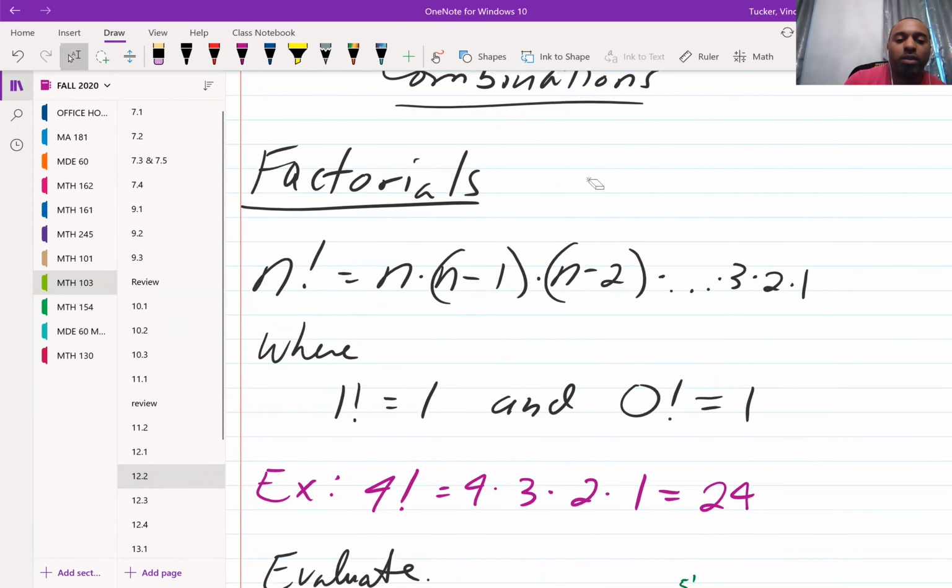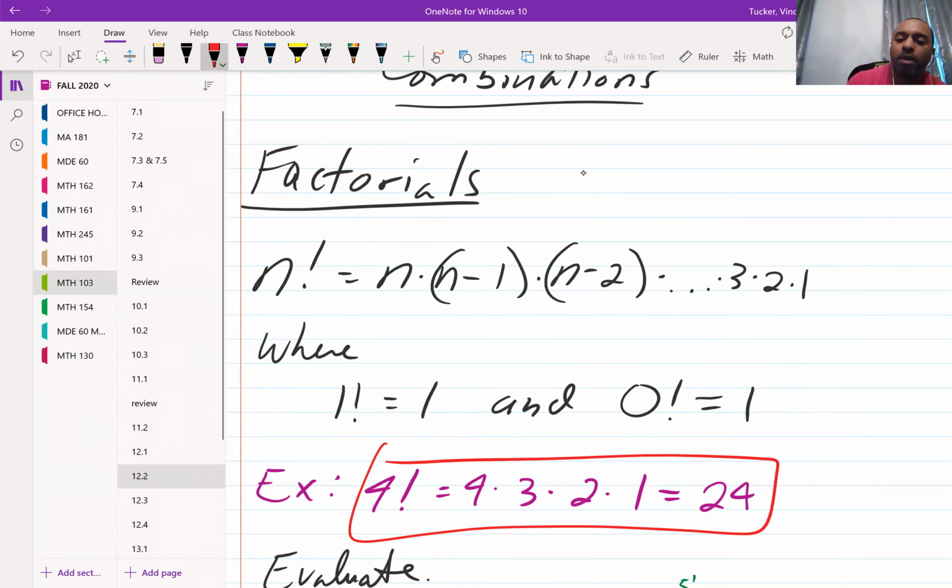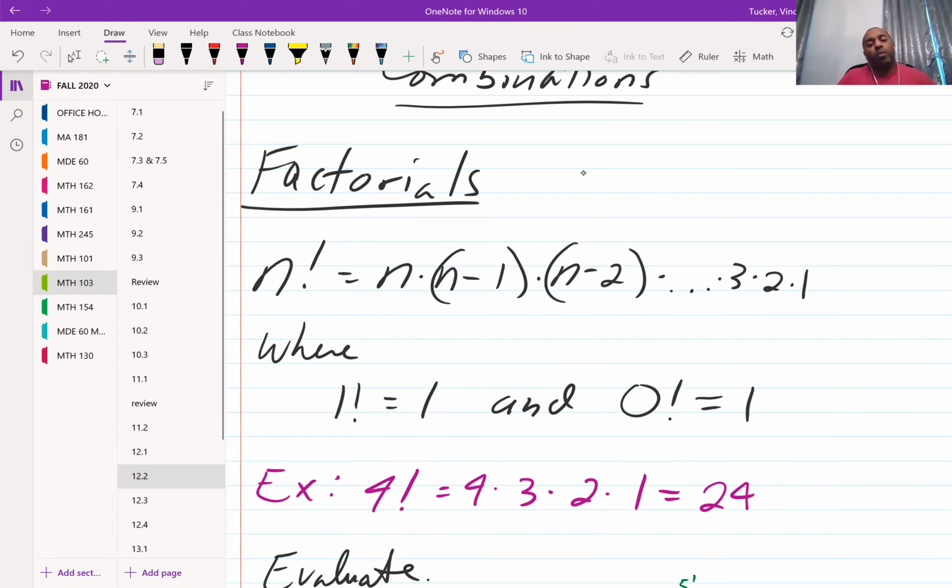All right, a simple example of how factorial is used. If you have 4 factorial, or 4 exclamation point, that's going to be 4 times 3 times 2 times 1. Like I said, you take the number that you see initially, count down by ones all the way to 1, multiply all of those numbers together, and that'll be 24 in this case.